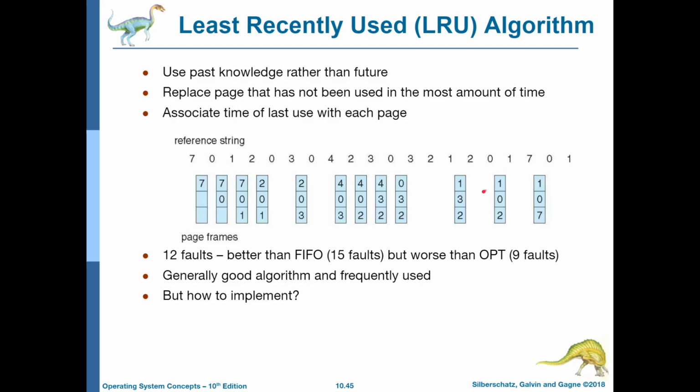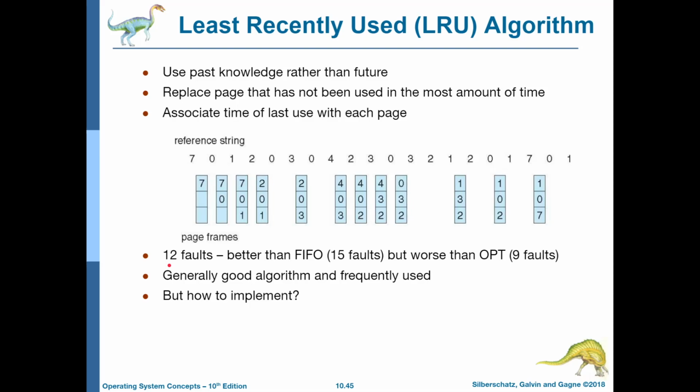We have a hit, and then we have 0. Well, 0 is going to replace 3 because 1 and 2 are the most recent. 1 is a hit. 7 is then requested. 7 is going to replace 2, and then we go 0, 1, which are hits. So optimal gave us 9 faults, whereas FIFO gave us 15 faults. This particular algorithm, least recently used, causes 12 faults.